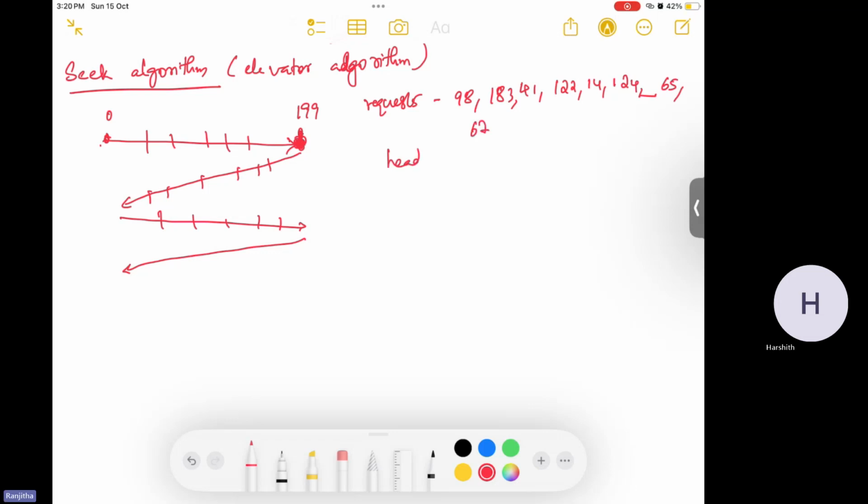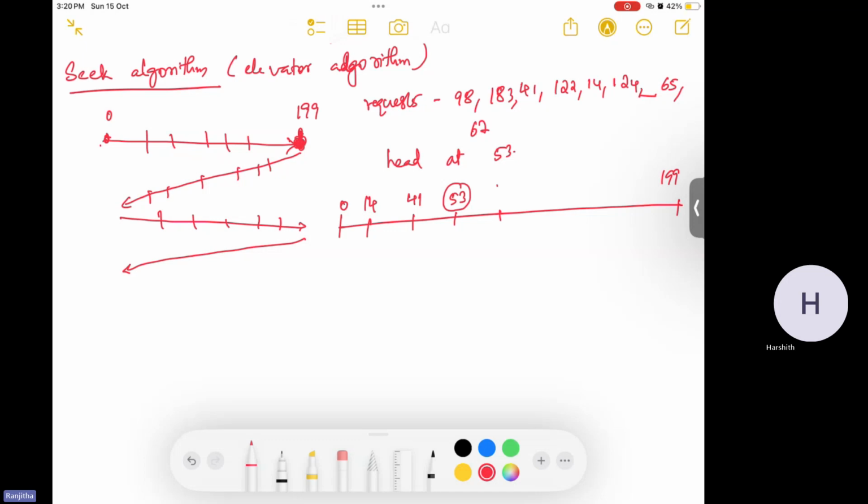Again the head is at 53. Okay, so let's have the range 0 to 199. So we have 14, 31, and 53 is where currently the head is.